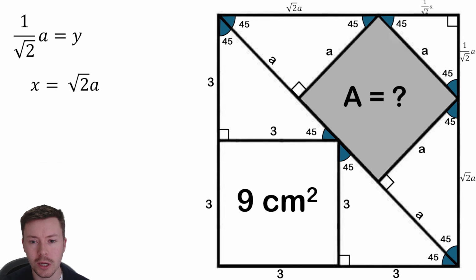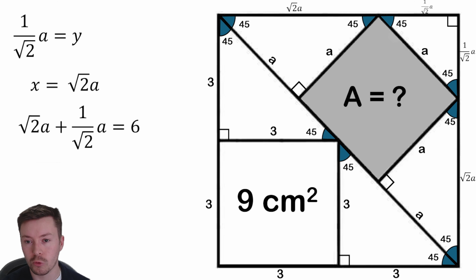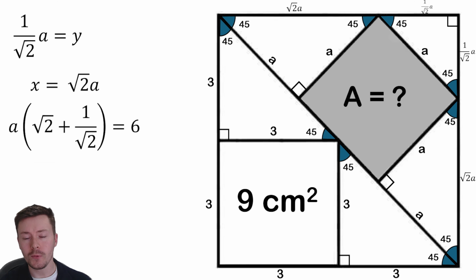Okay, like I've been saying, we're going to add those two things together, because you can see on the left hand side and the right hand side of the square, obviously they must be equal, but any of the sides of the square would be equal. But 3 add 3, 6 has to be equal to root 2a plus 1 over root 2a. Now, probably the easiest thing to do here is to factorise out the a, and we get a brackets root 2 plus 1 over root 2, close bracket, equals 6.